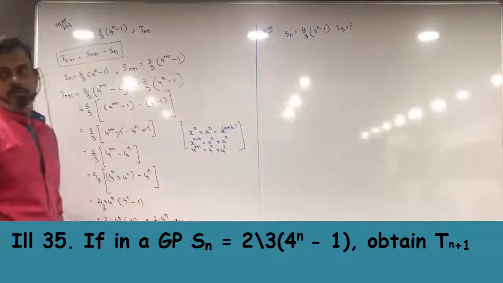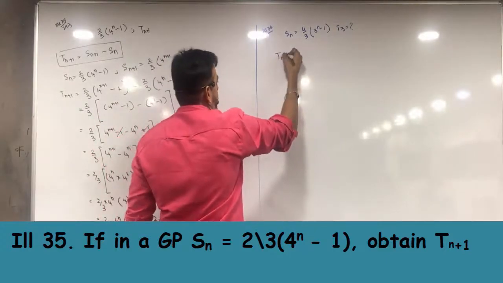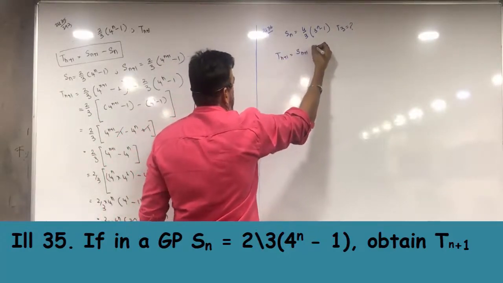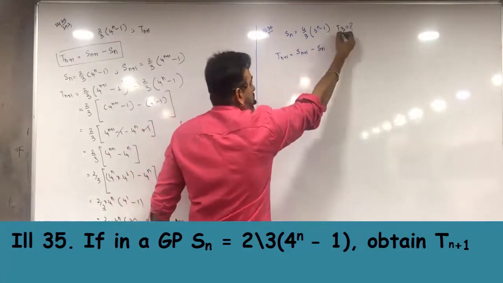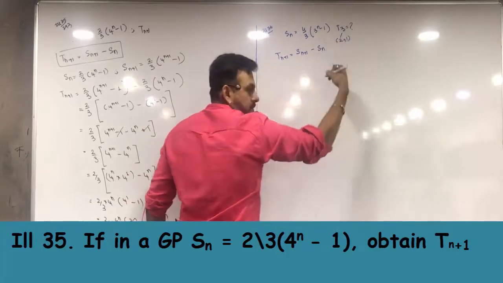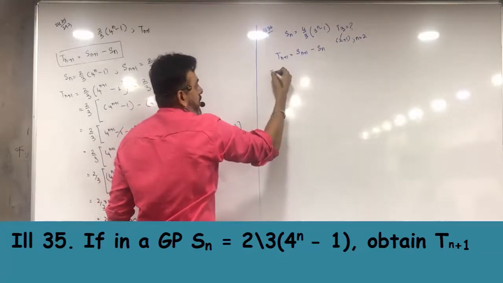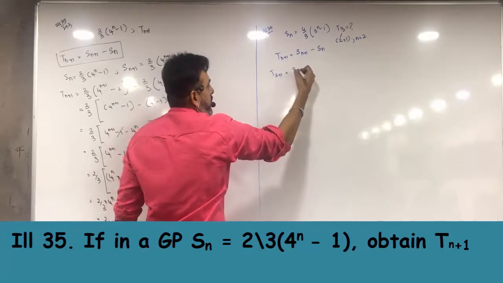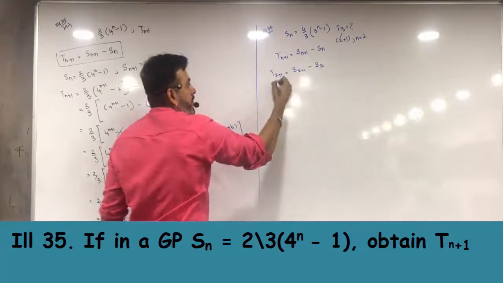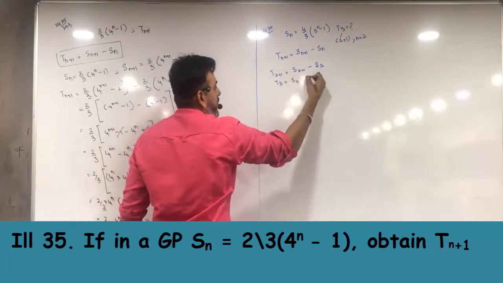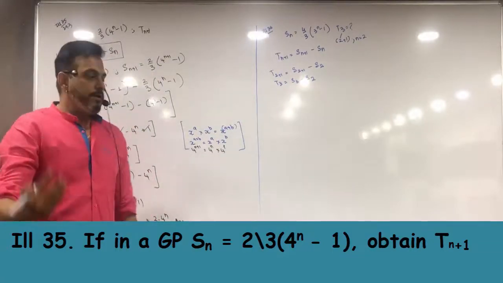Which formula will we use? The same formula. So we write T n plus 1 is equal to S n plus 1 minus S of n. Now we need T3, so what will it become? Can I say 2 plus 1? So n will be equal to 2. So I'll write T 2 plus 1 is equal to S 2 plus 1 minus S of 2, which is T3 is equal to S3 minus S2. Understood this? Sum of 3 terms minus sum of 2 terms.